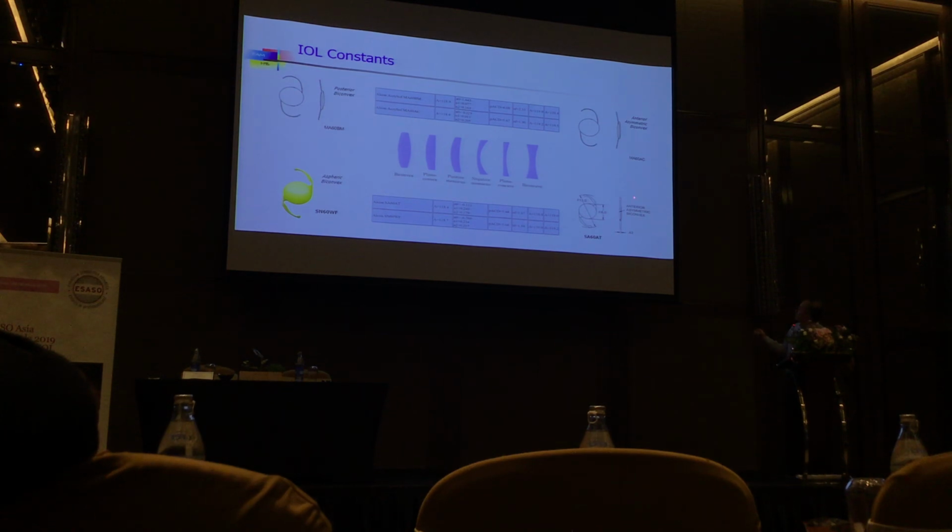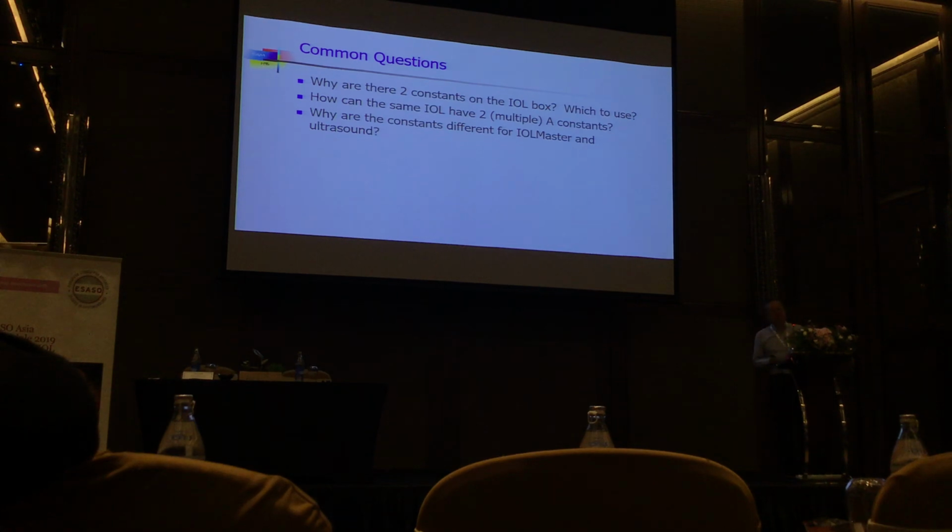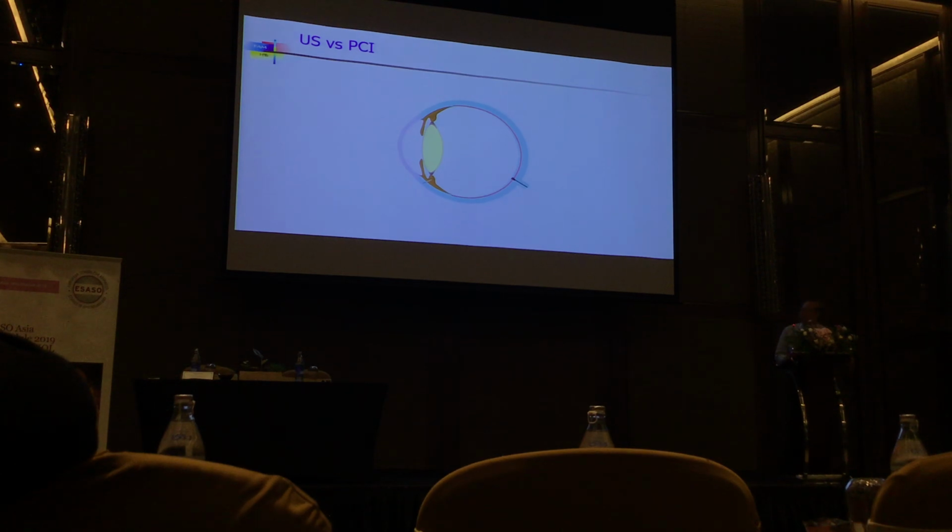Right, this is a single piece, two single piece, aspheric biconvex, anterior asymmetric biconvex. You can see again the A constant is different. So it's a function of the optical design as well. So then a lot of questions are asked is why the same IOL for ultrasound, for optical biometers, you have two different constants. Well, I want to highlight it to you.